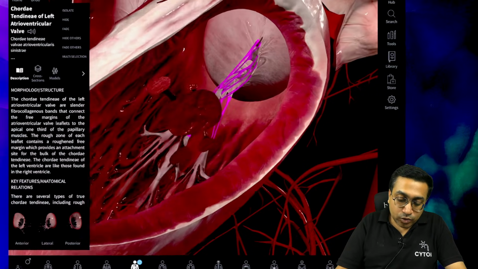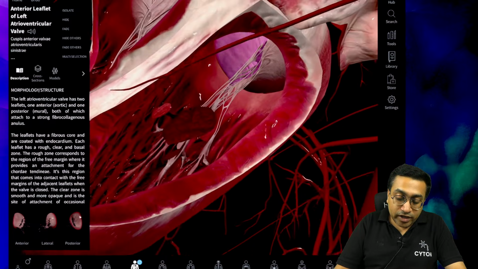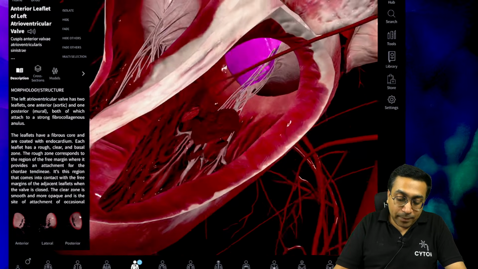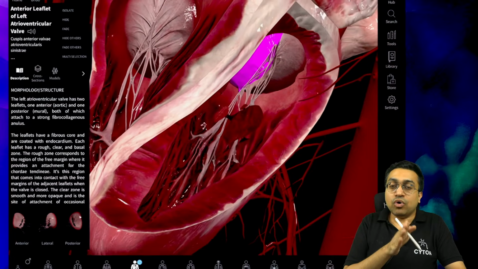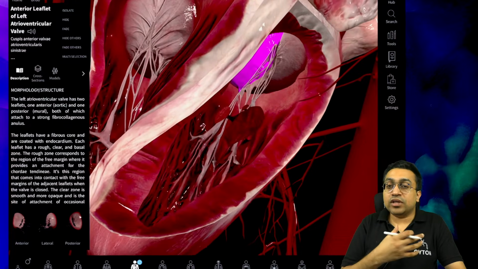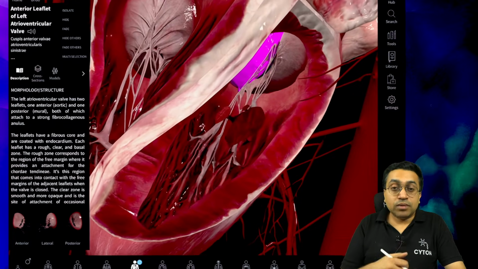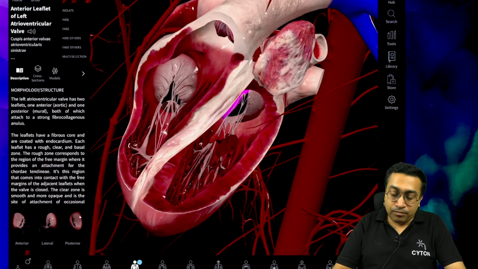Okay, I told you two cusps on the right side, on the left side, and you can see the chordae tendineae connecting to the papillary muscles. Again, two papillary muscles, two sets of papillary muscles on the left side. Okay, so the blood has entered into the left ventricle now. Now the blood will go and pump into the entire body through the aorta.